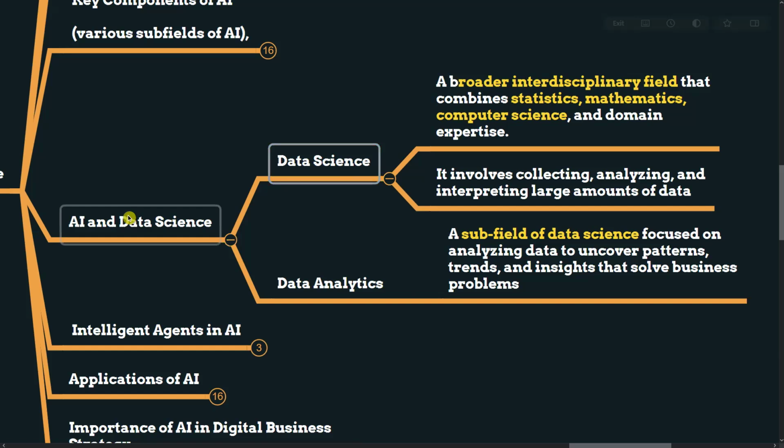AI and data science. Data science is a big part. Within that, there is something called data analytics.